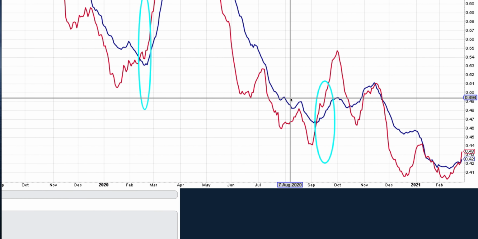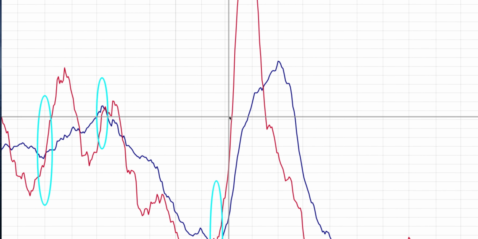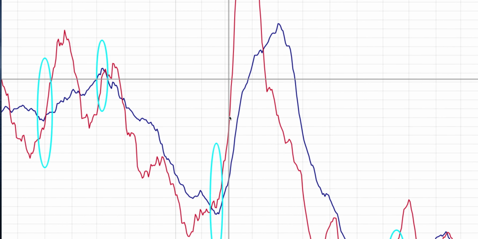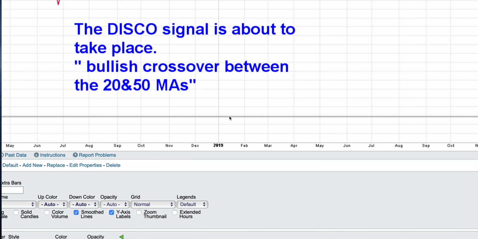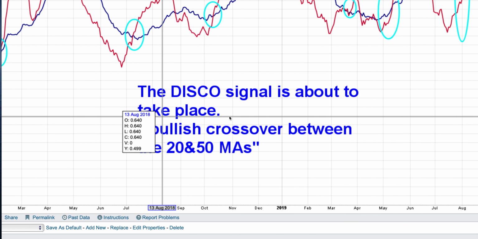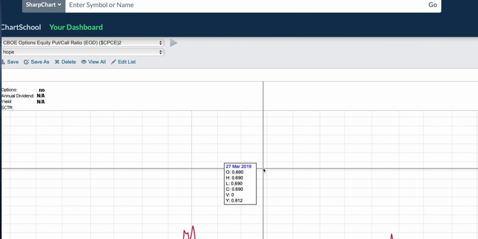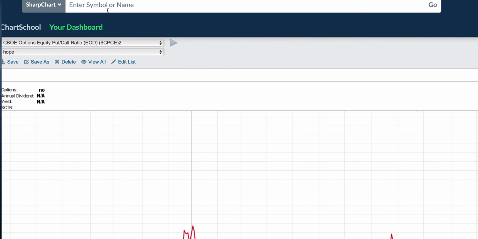You could pause and look at it in your own time. You can test it in your own time. It's the equity put to call, 20-day moving average and the 50-day moving average. I've never read this before. I've never heard anybody talk about it. So I called it a disco signal, and the disco signal is on now on the equity put to call.